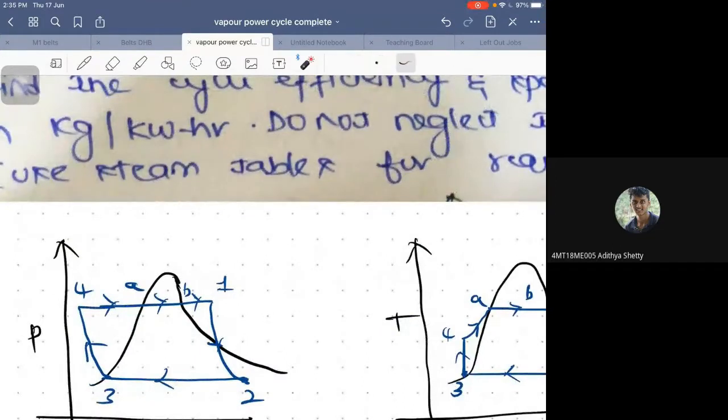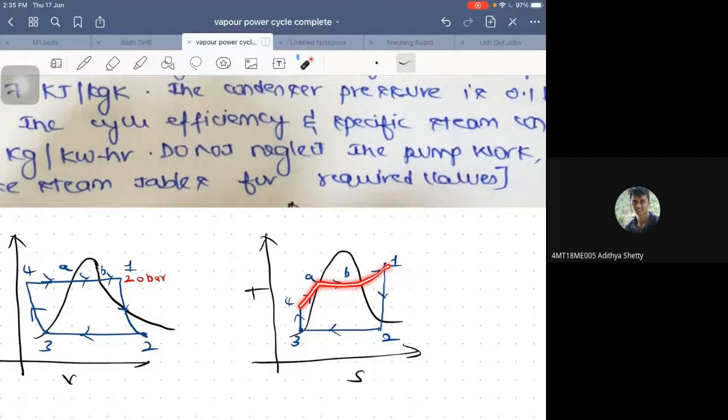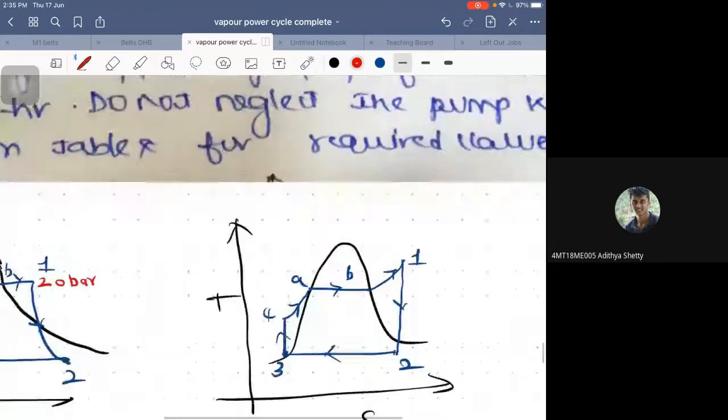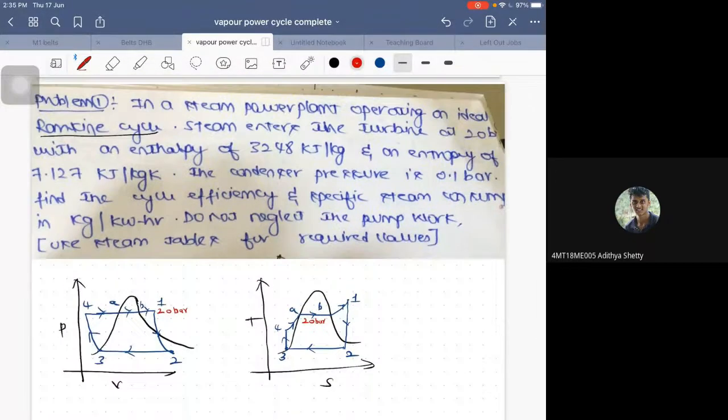Since all this is an isobaric process, I would take this as 20 bar, the boiler pressure, and on the other side also, all this is an isobaric process, isn't it? As indicated by the PV diagram, I would take all this as how much? 20 bar, which is the boiler pressure. Is that clear? Next.